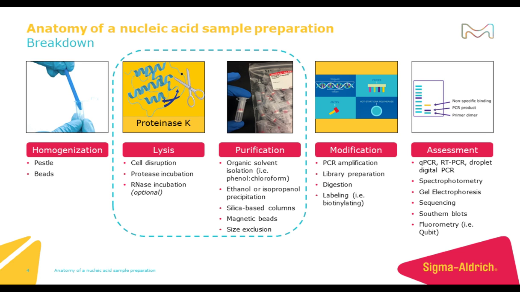Anatomy is a study of the structure or internal workings of something. After sample collection, there are 5 key workflow decisions a scientist makes in regards to their sample preparation. The first step is homogenization of the sample. Mechanical disruption by using a pestle or bead beating is often used for tough samples such as animal or plant tissues. However, samples like cells or blood can be pelleted before lysis.